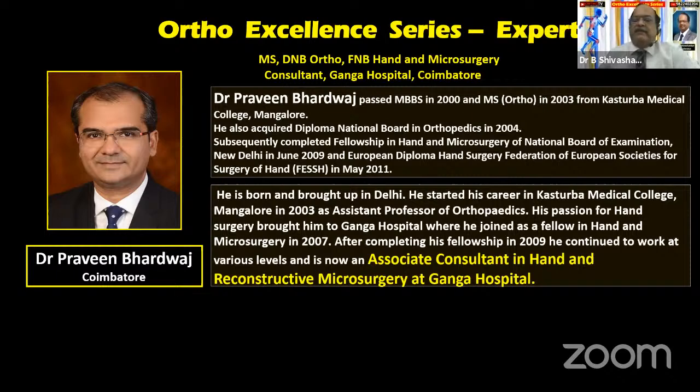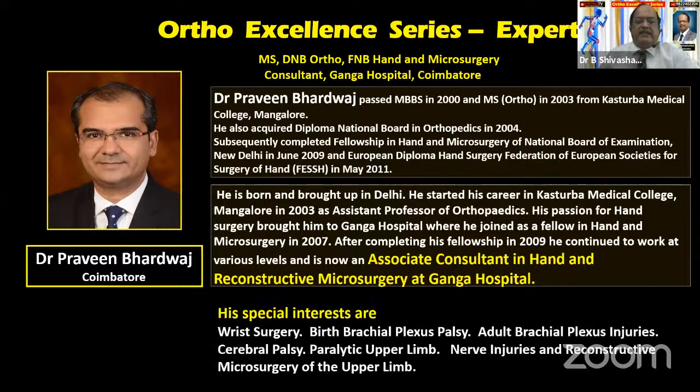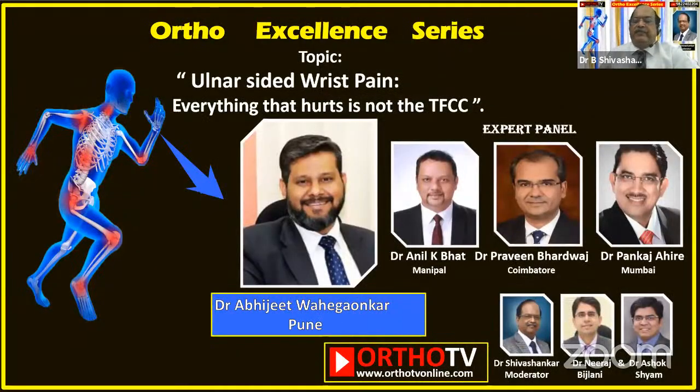assistant professor of orthopedics. His passion for hand surgery brought him to Ganga Hospital, where he joined as a fellow in hand and microvascular surgery in 2007. After completing his fellowship in 2009, he continued to work in Ganga Hospital in various posts. Now he is associate consultant in hand and reconstructive microsurgery at Ganga Hospital. His special interest areas are wrist surgery, birth brachial plexus palsy, adult brachial plexus injuries, cerebral palsy, paralytic upper limb, nerve injuries, and reconstructive microsurgery of the upper limb. Welcome, Dr. Praveen.